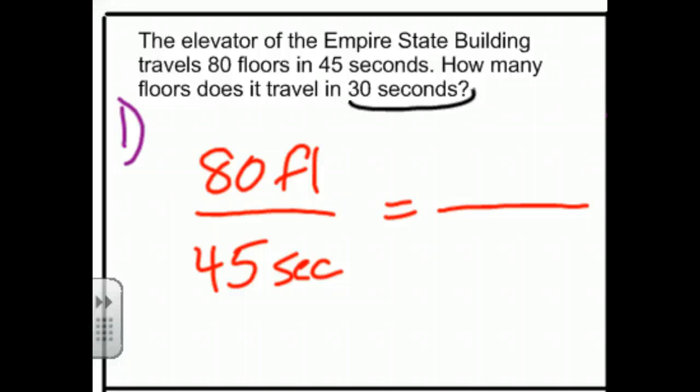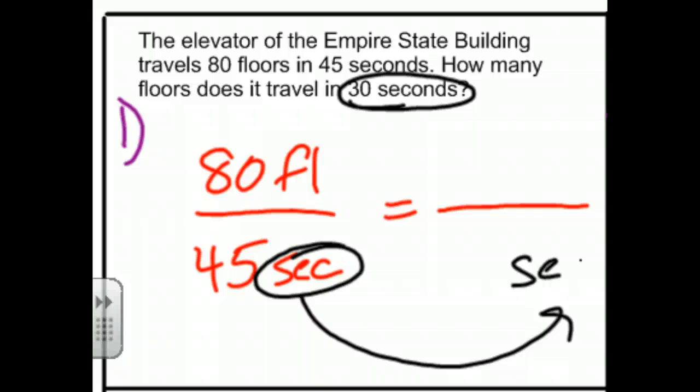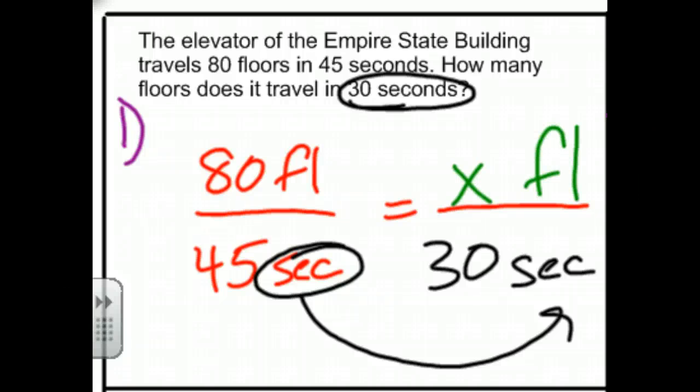So what we have is 30 seconds. Keeping in mind that the seconds are down here in the denominator, we're going to use the exact same unit on this side. This is what we know, 30 seconds. And what we want to know is how many floors it travels in 30 seconds.